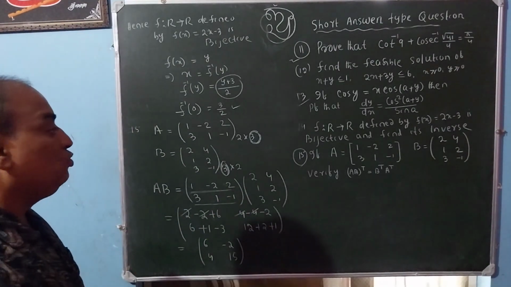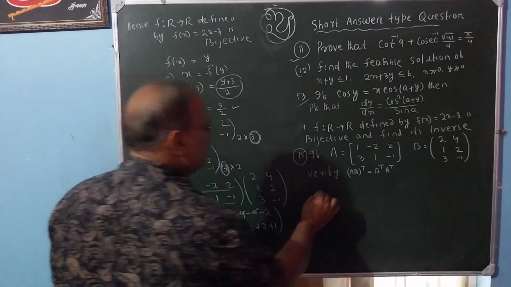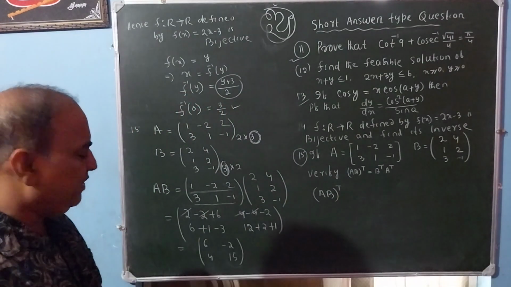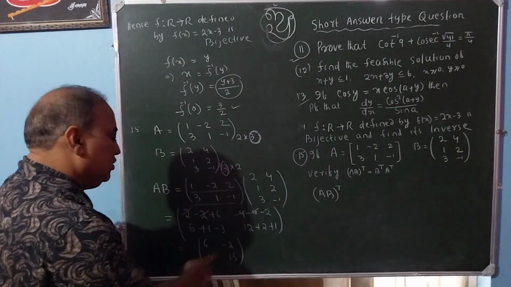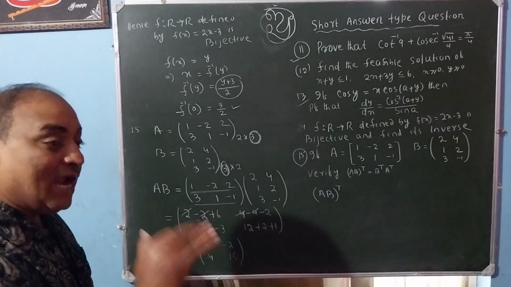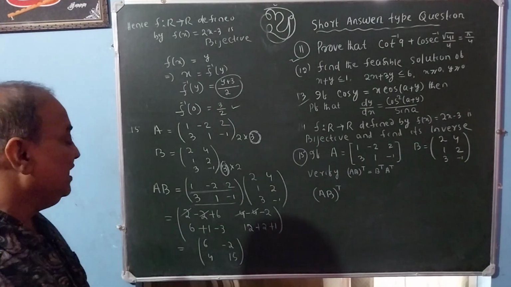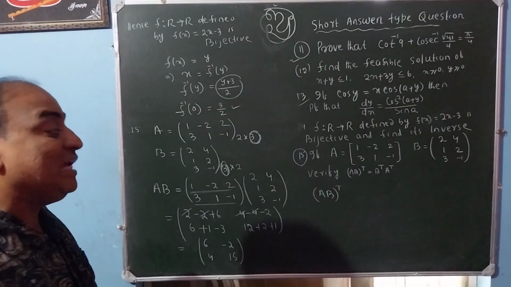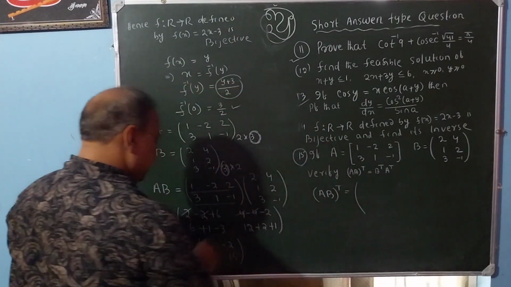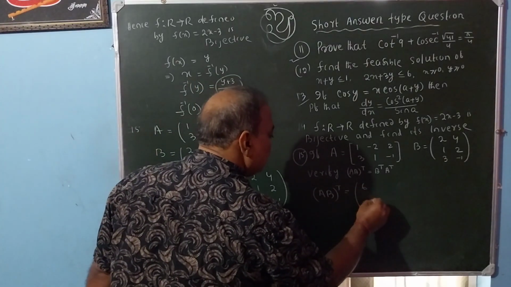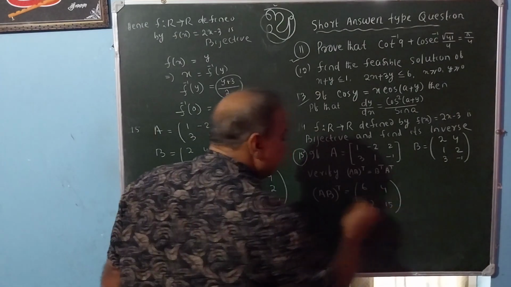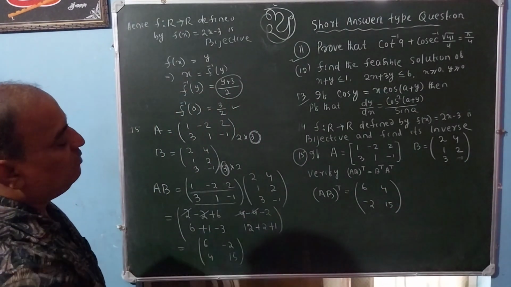Then we have to find its transpose. Transpose means AB whole transpose. The transpose of a matrix is obtained by changing the corresponding rows to corresponding columns. When rows are changed into columns and the columns are changed into rows correspondingly, the matrix obtained is called the transpose of the matrix. So here the first row will be the first column: 6, minus 2. Here the second row will be the second column. So AB whole transpose is coming out.